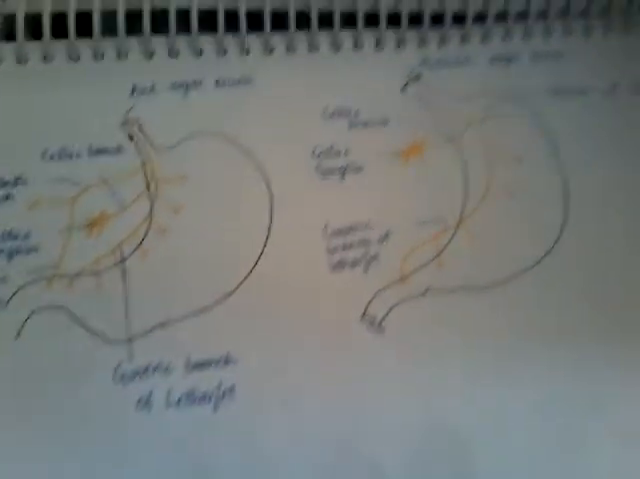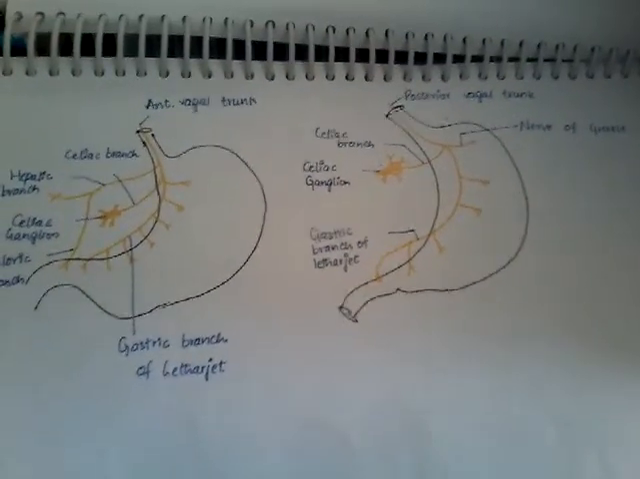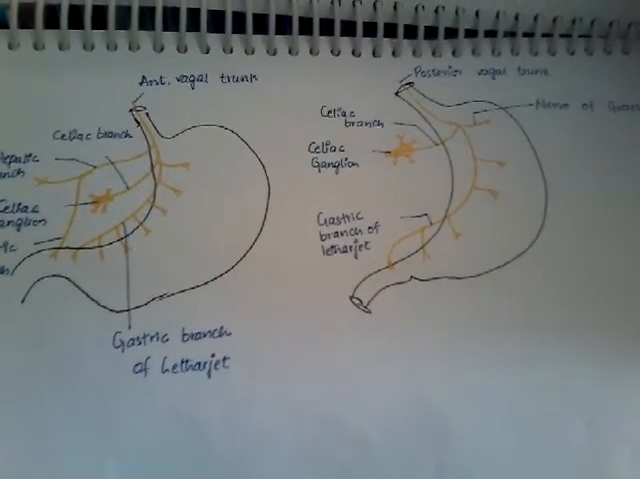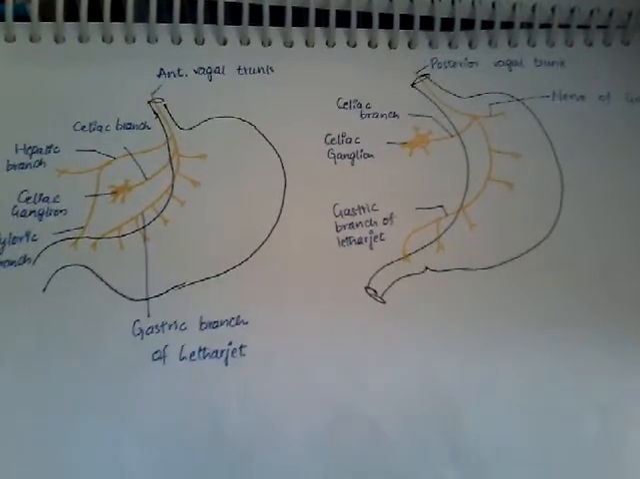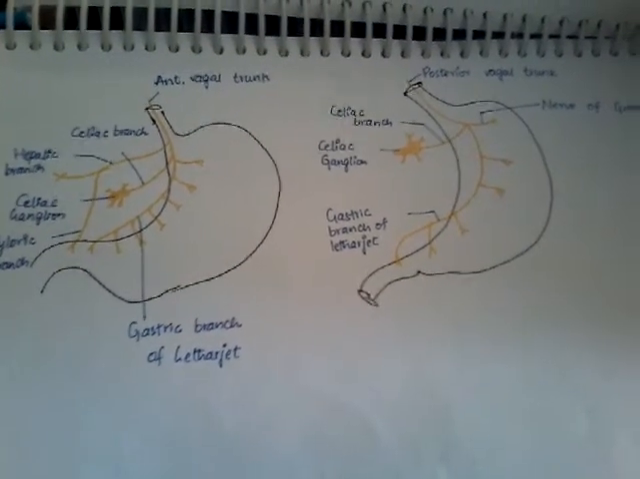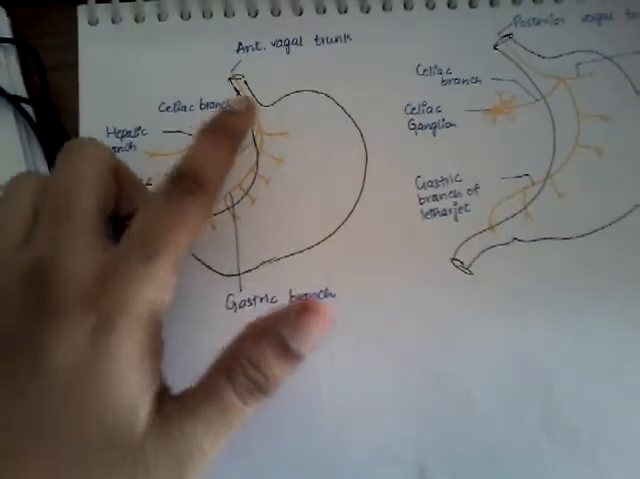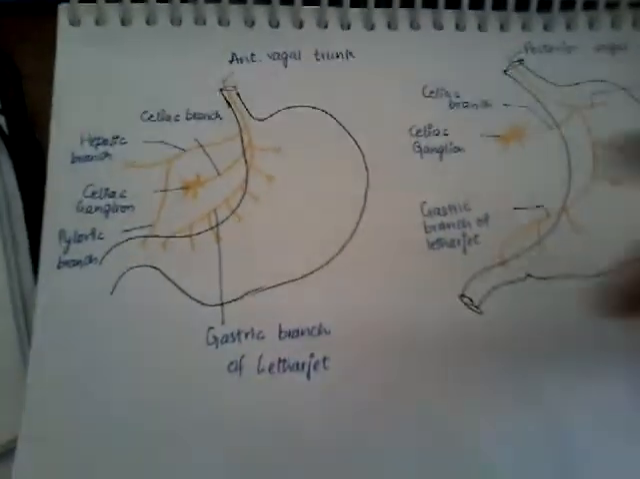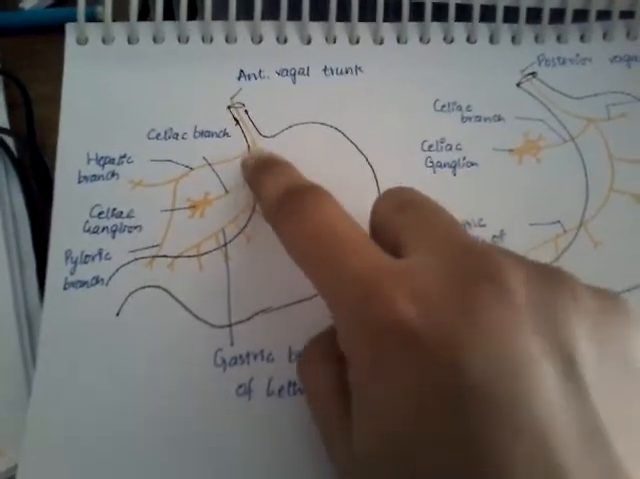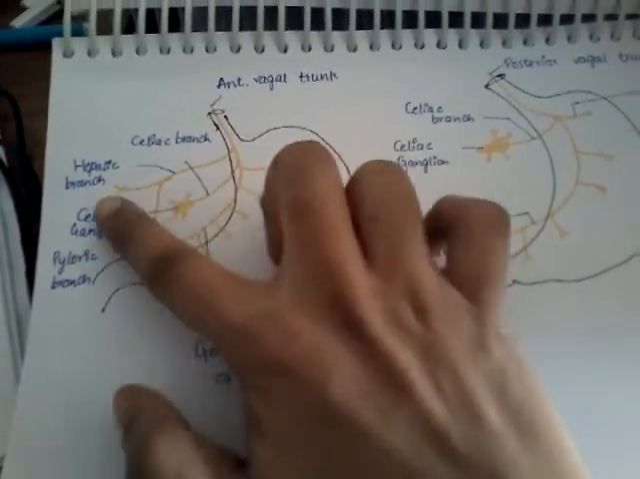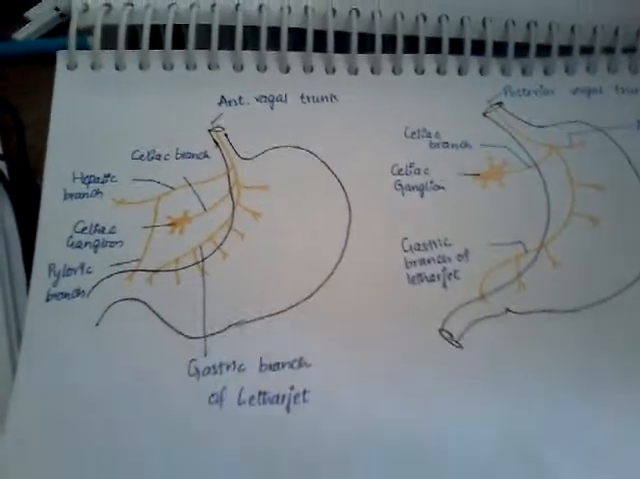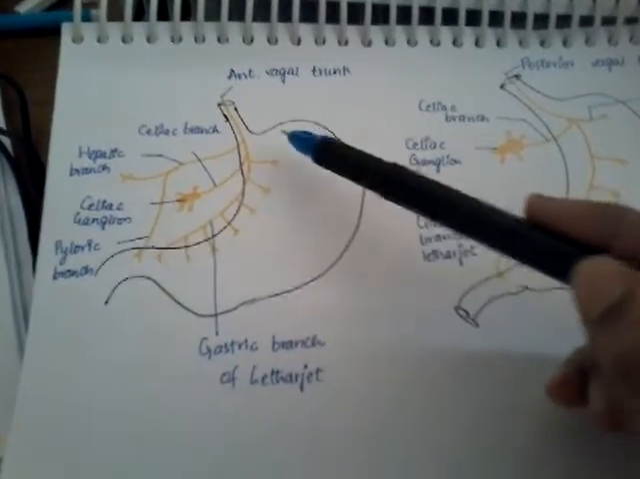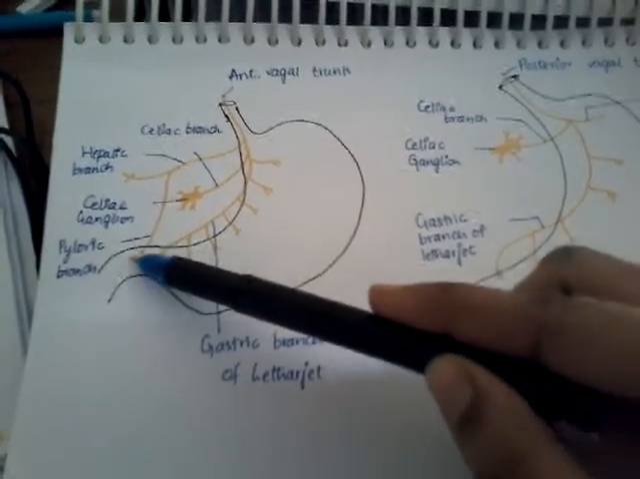Now let us learn about the nerve supply of the stomach. It is supplied by two vagal nerves, one is the anterior vagal nerve, the second one is the posterior vagal nerve. The anterior vagal nerve has a gastric branch, celiac branch and hepatic branch. It gives a hepatic branch which supplies the gallbladder and liver, a celiac branch which supplies the celiac plexus, and a gastric branch which supplies the stomach.